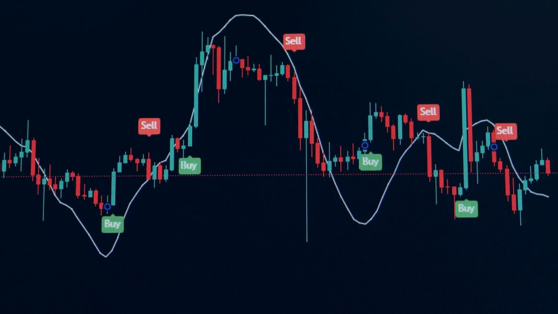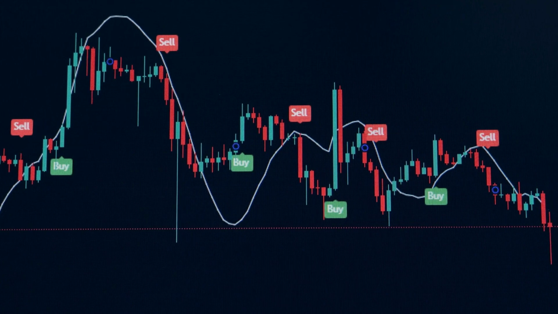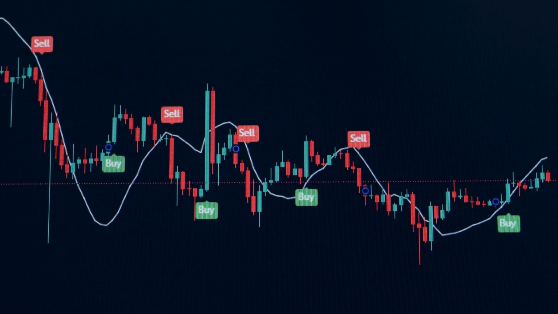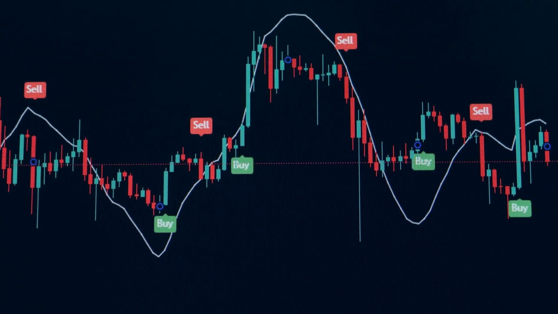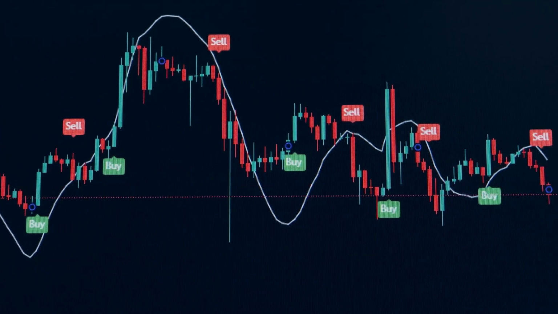For example, if the RSI indicates an overbought condition and the price is pulling back to the ALMA, this could present a potential short trade opportunity. Conversely, if the RSI indicates an oversold condition and the price is bouncing off the ALMA, this could signal a potential long trade opportunity.